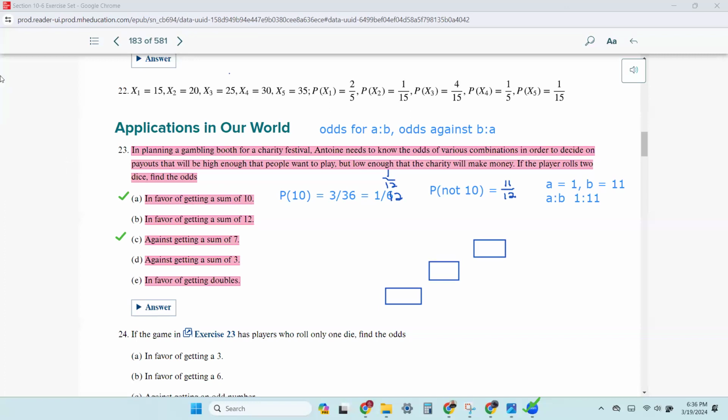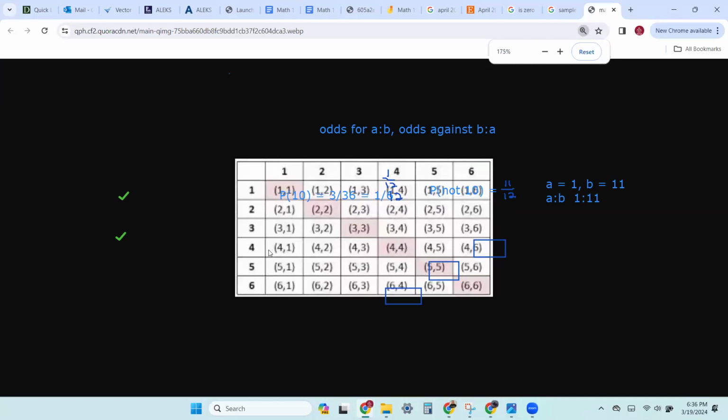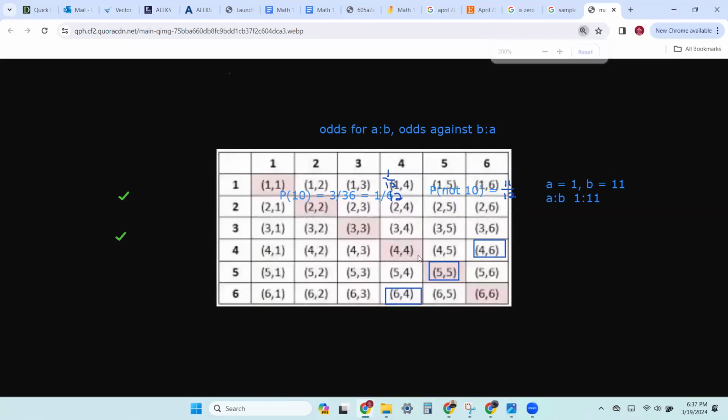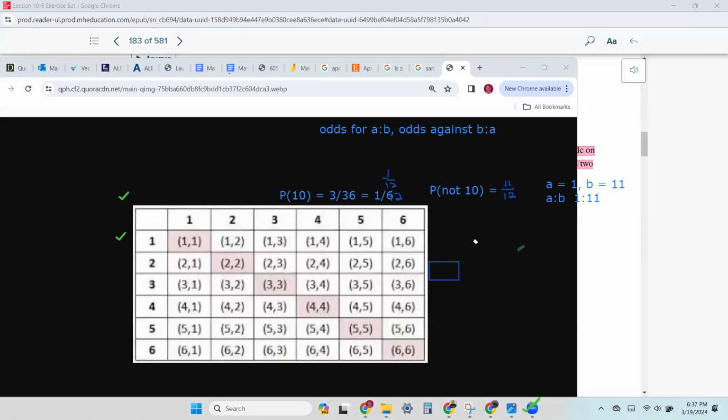All right. So sum of 7. Let's go back over and look at our sample space. 6 over 36. So sum of 7 is going to be 6. There's 7, 7, 7, 7, 7, and 7. All of those add up to be 7, correct? 6 and 1 is 7, 5 and 2 is 7, 4 and 3 is 7, 3 and 4 is 7, 2 and 5 is 7, 1 and 6. So as you said, Felicia, there are 6 of them.